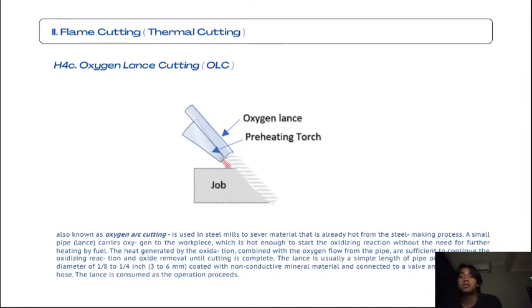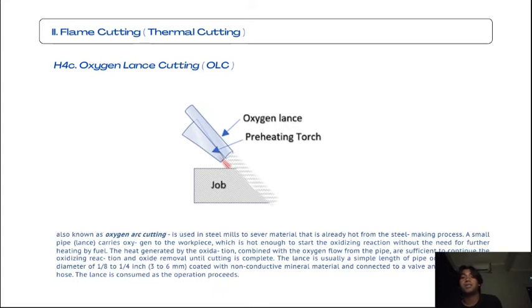The lance is usually a simple length of pipe or tubing with a diameter of 3 to 6 mm, coated with a non-conductive material and connected to a valved oxygen supply hose. The lance is consumed as the operation proceeds. When cool workpieces are to be cut, the surface of the metal is heated with a separate torch to a temperature high enough to start the oxidation reaction with the oxygen lance. The operation can be performed underwater.